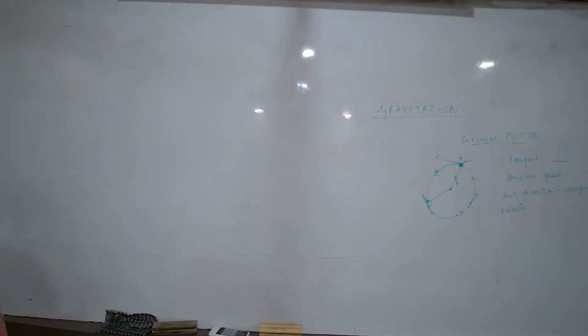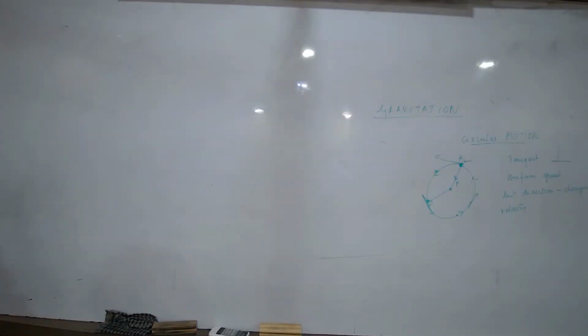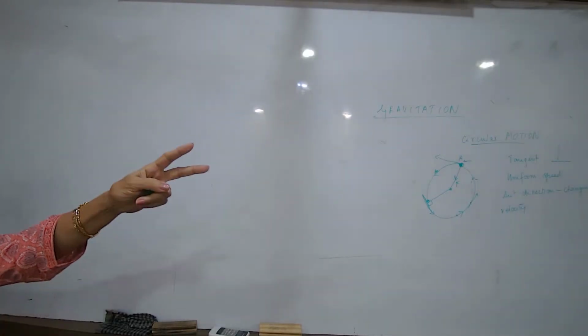First chapter: displacement, not distance, and speed. The velocity depends upon what? Its magnitude and direction. So because the direction is changing, the velocity is also changing.